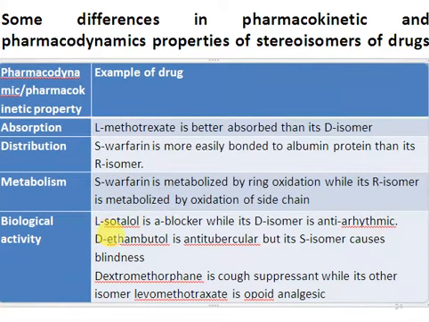Then we have D-ethambutol, that's antitubercular, but its S isomer causes blindness. This is a typical example in which one isomer has some biological activity while the other has a harmful effect. Then we have dextromethorphan, a cough suppressant, while its other isomer, levomethorphan, is an analgesic. This has an opioid analgesic effect.